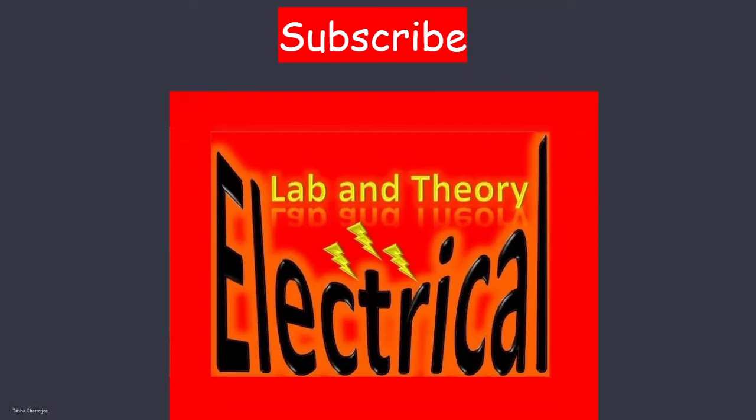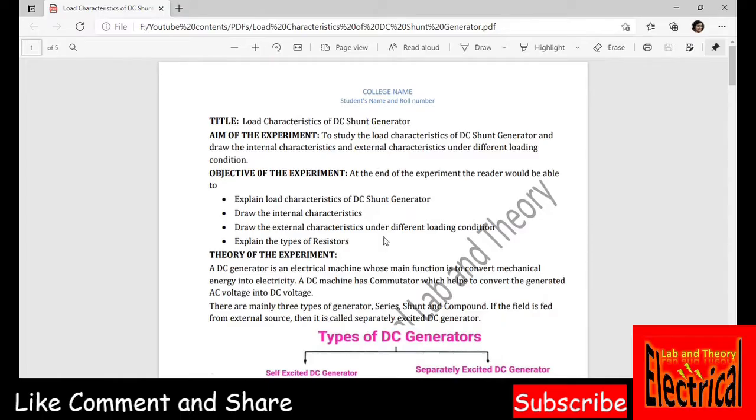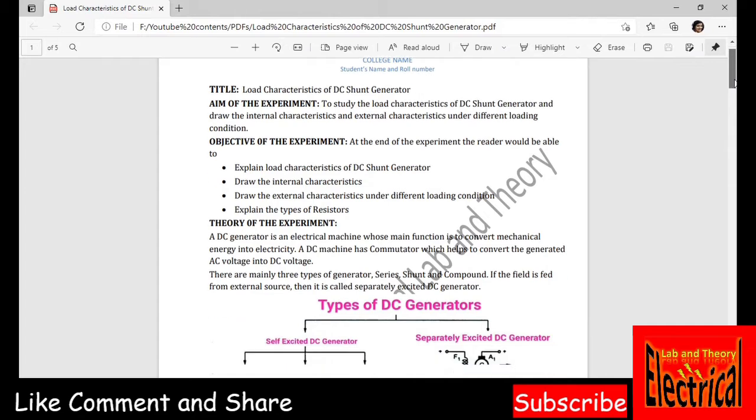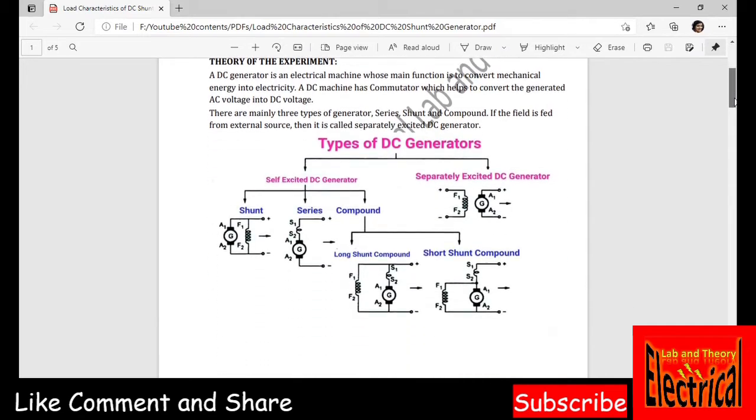Make you understand about the DC Shunt Generator. First, we will go through the theory behind the load characteristics of the DC Shunt Generator, and then I will move forward to the connection diagram. I will make you understand the total connection diagram, and then we will move forward to the VLab. You can see here in my PDF, so I am not going through this. I will directly go through the theory.